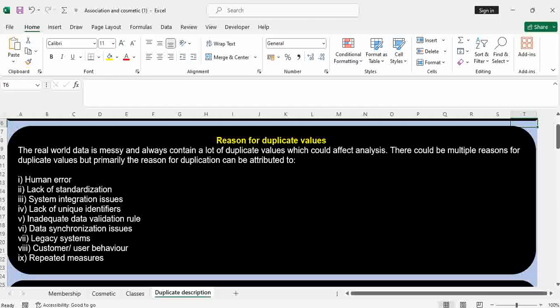how these duplicate values are represented in datasets.